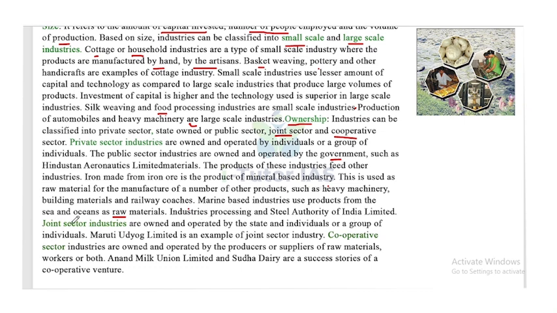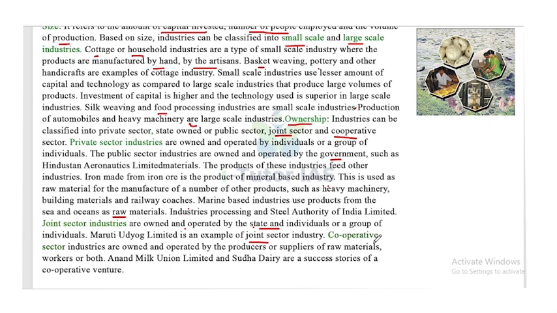Now, joint sector industries. They are owned and operated by the state and individuals or a group of individuals. Maruti Udyog Limited is an example of joint sector industry. Okay, so what are joint sector industries? They are owned and operated by state and individual or a group of individuals. Okay, so it's mixed with the state and individual. Now, example Maruti Udyog Limited.